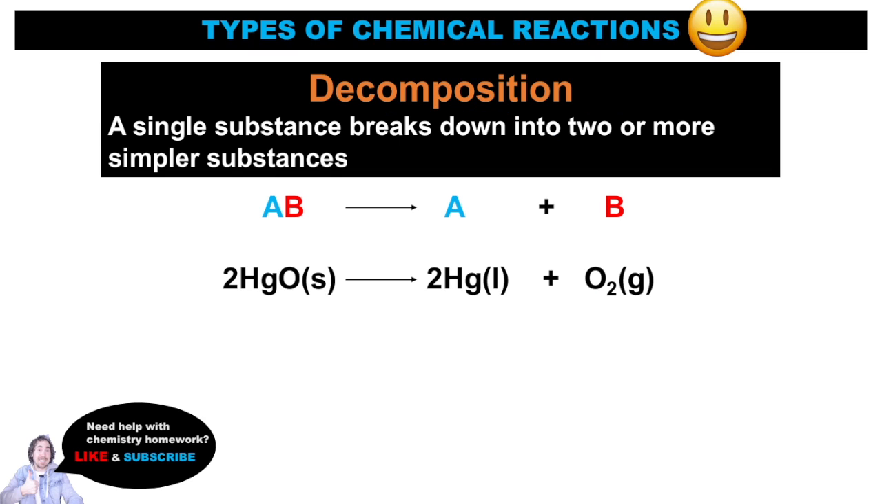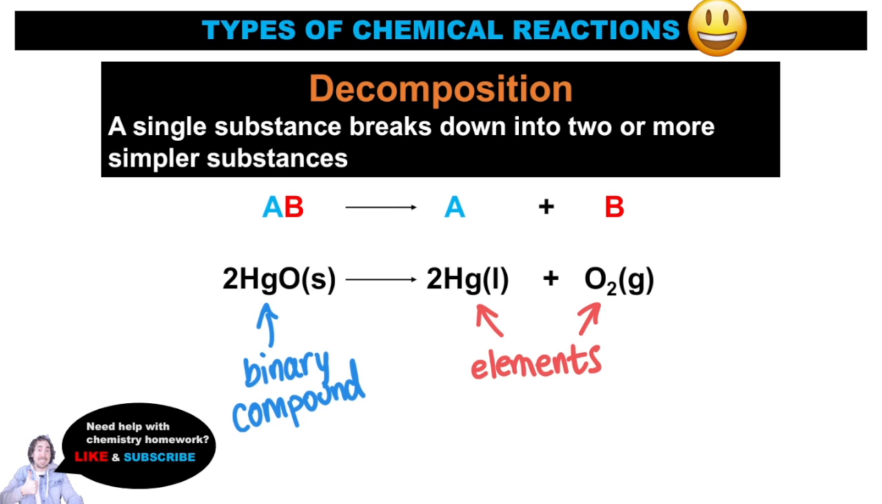Decomposition is the opposite of a synthesis reaction. It's where a single compound breaks down into 2 or more simpler substances. The simplest version of a decomposition reaction is when a binary compound breaks into 2 elements. Predicting the products of these reactions is fairly straightforward.